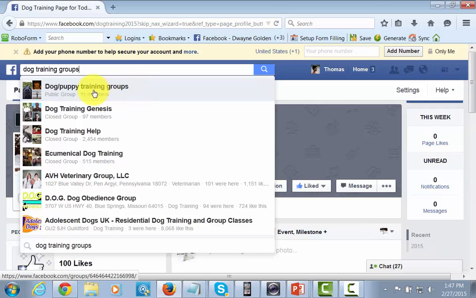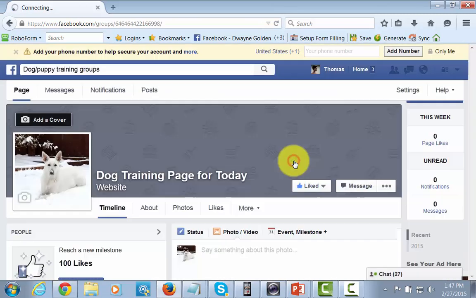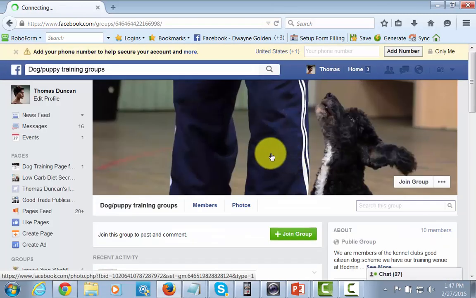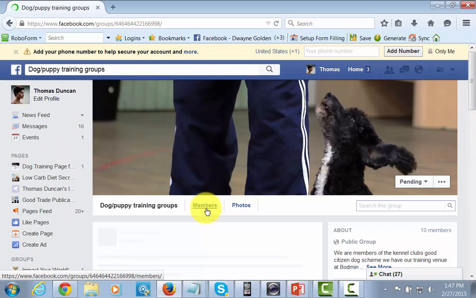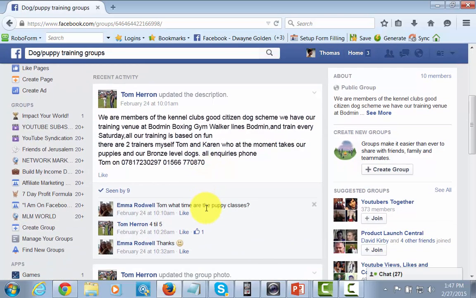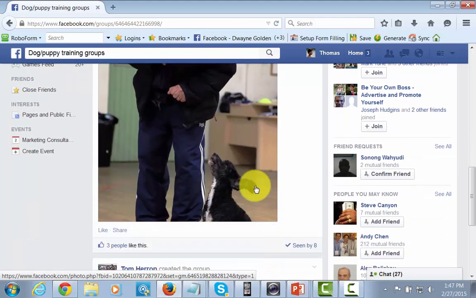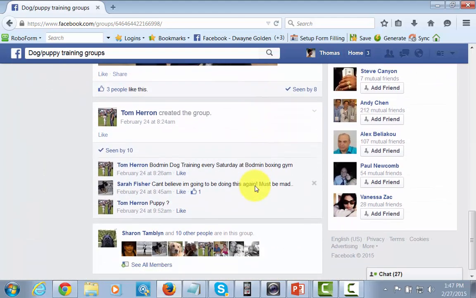And so what you want to be doing is you want to join groups, and you want to join those groups that are going to be central to your niche. Okay, so when you find these dog training groups, you want to join them. And so what's going to happen is that you are going to be involved in participating in these groups.